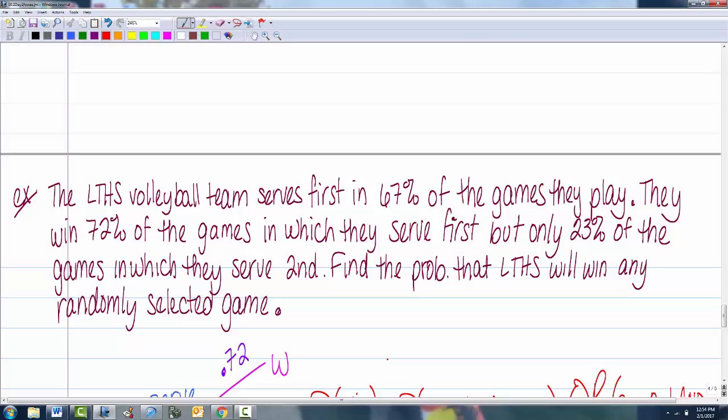And then it's been noticed that they win 72% of the games in which they serve first, but only 23%, obviously, in which they serve second. Find the probability that LTHS will win any randomly selected game.